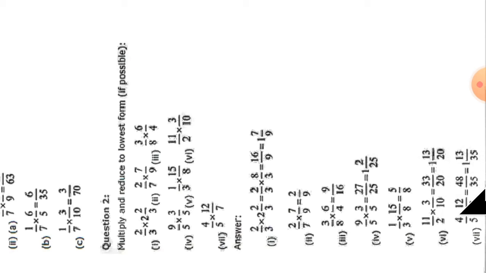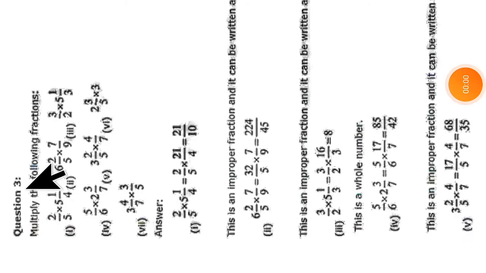And next one, 4 upon 5 into 12 upon 7. 12 4s are 48 and 7 5s are 35. Divide 48 by 35, you will get 1 integer 13 upon 35. Let us see question number 3.